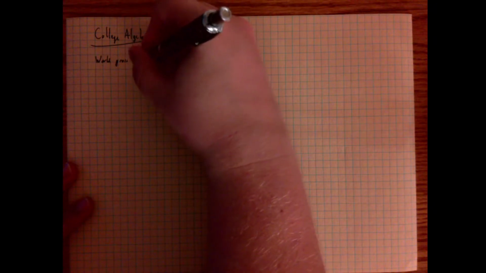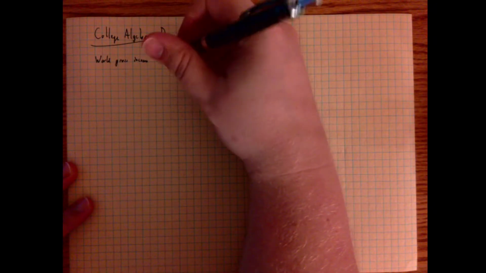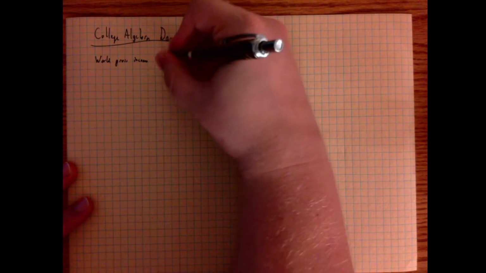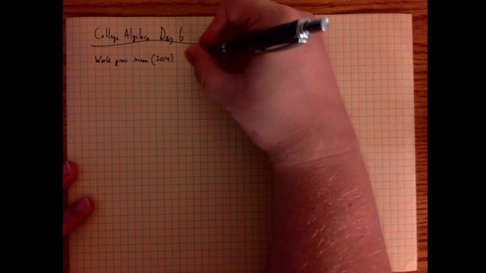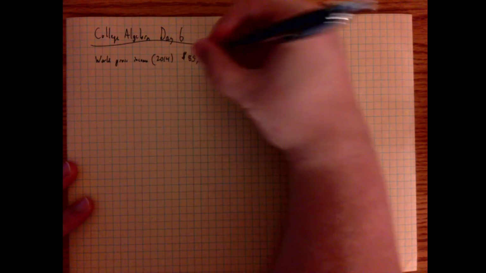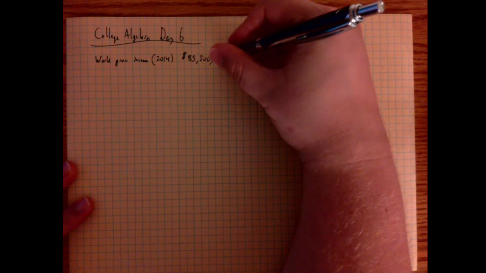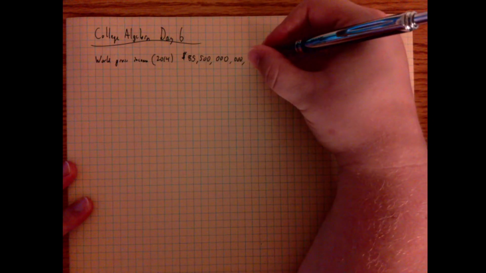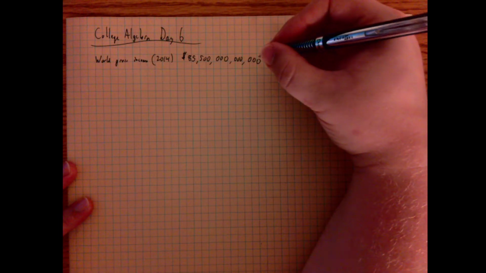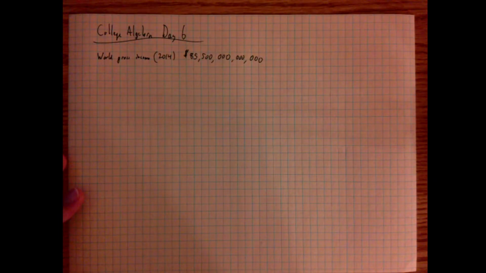This is referred to as the world gross income. It is a metric that is calculated every single year, and this is the gross income from 2014. It is listed as the following value: 85,500,000,000,000, and that's our number. So across the world, the estimated income for the entire world is this big number.